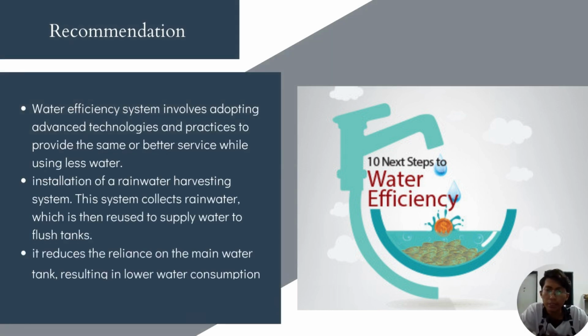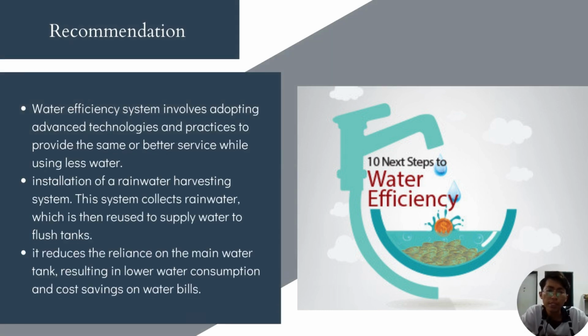Next is the recommendation. The recommendation to improve the plumbing system in building E14 is providing water efficiency. A water efficiency system involves adapting advanced technology and practices to provide the same or better service while using less water. An example of a water efficiency system is the installation of a rainwater harvesting system. This system collects rainwater and then reuses the water to supply the flush tank. The benefit of using the water efficiency system is that it reduces the reliance on the main water tank, resulting in lower water consumption and cost saving on water bills.